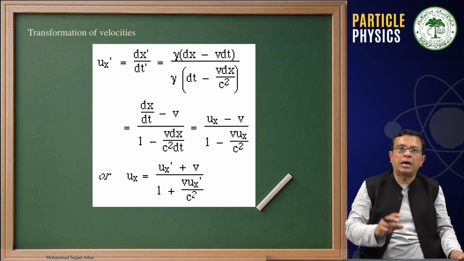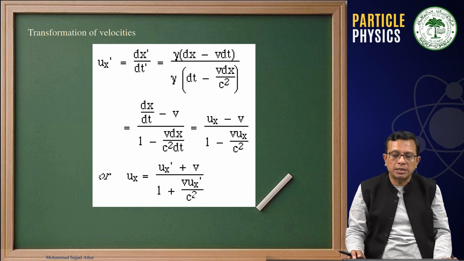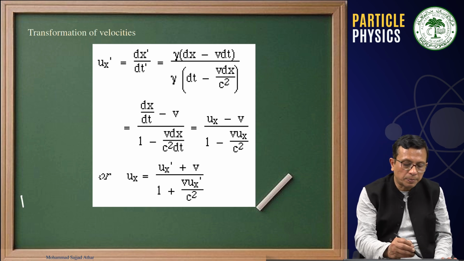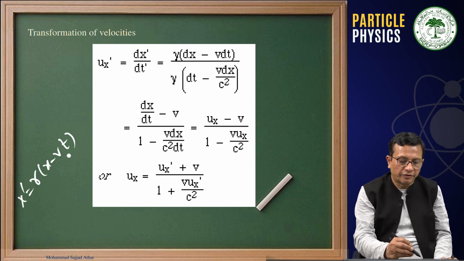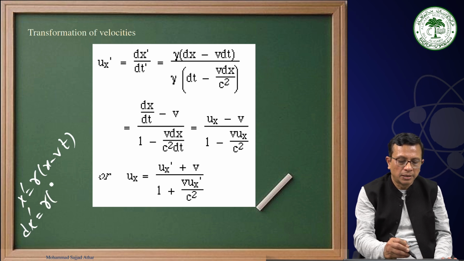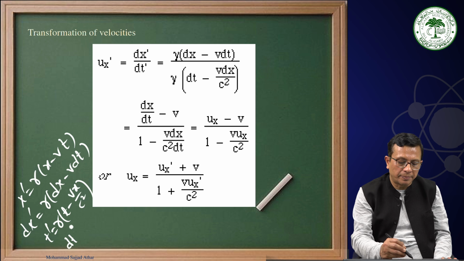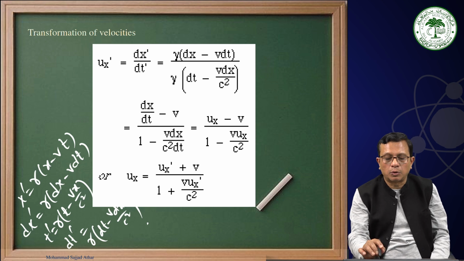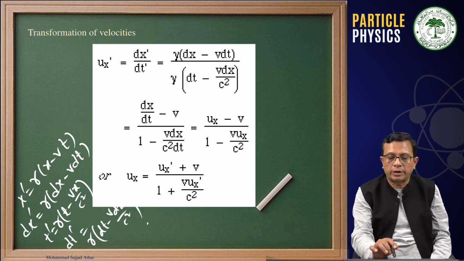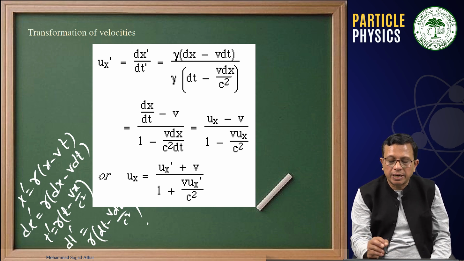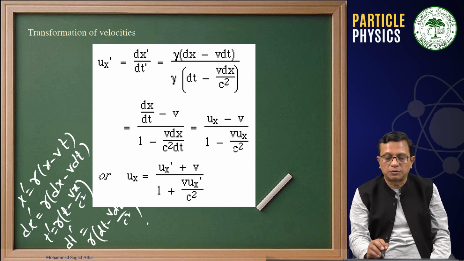Now, similarly, we have the velocity transformation. In the velocity transformation, ux prime is dx prime by dt prime. Since x prime is gamma (x minus vt), dx prime is gamma (dx minus v dt), and since t prime is gamma (t minus vx by c squared), dt prime is gamma (dt minus v dx by c squared). Then these two Lorentz factors cancel out, and if I divide both numerator and denominator by dt, we get the result (ux minus v) upon (1 minus v ux by c squared).